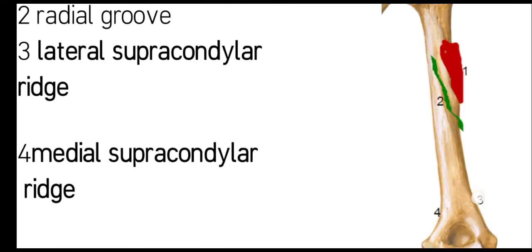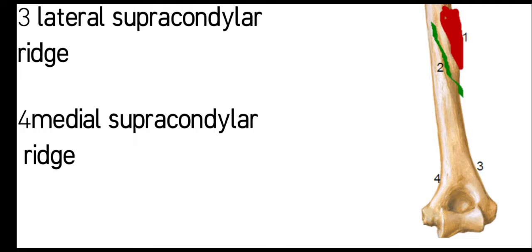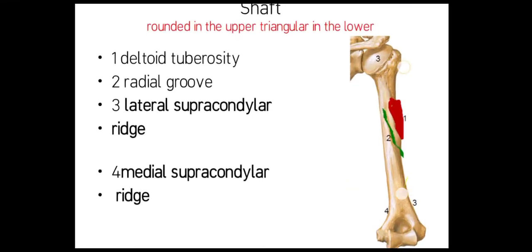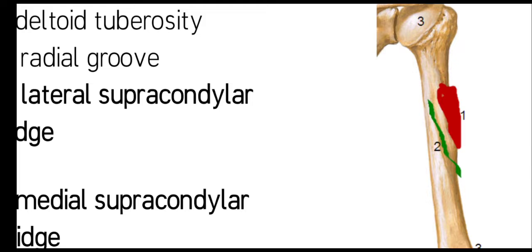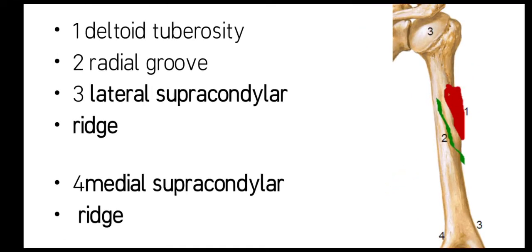So medially the medial supracondylar ridge is located, and laterally the lateral supracondylar ridge is located. There is not much that needs to be discussed from the shaft. The important structures from the humerus are the head and the upper end and the lower end. From the shaft you just have to remember the radial groove through which the radial nerve passes.